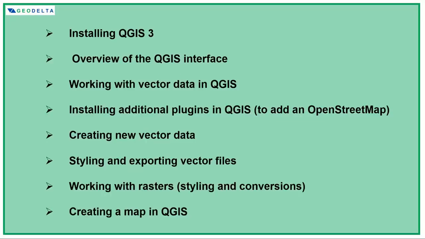Now these are the major things that we will be discussing in this tutorial. First I'll be showing you how to install QGIS, and then I'll give you some sort of an introduction to the general interface, the QGIS interface. Then we will discuss how to work with the vector data in QGIS such as Shapefiles. Also I'll show you how to install an additional plugin such as OpenStreetMap, and then we will discuss how to work with Raster Data in QGIS.